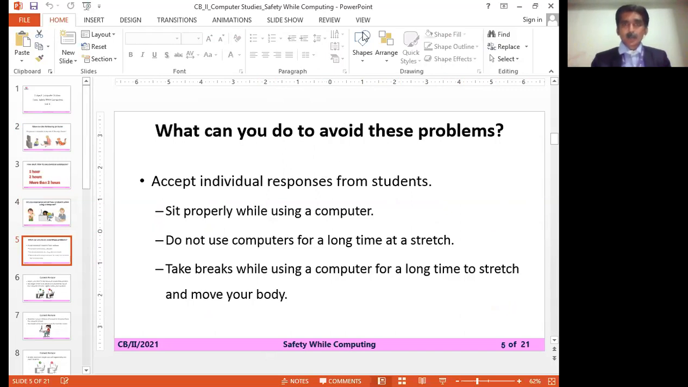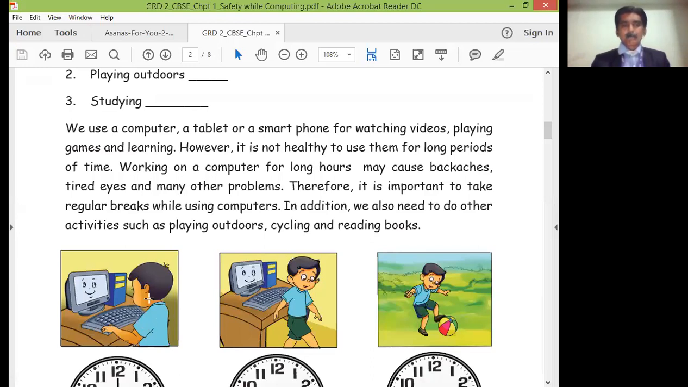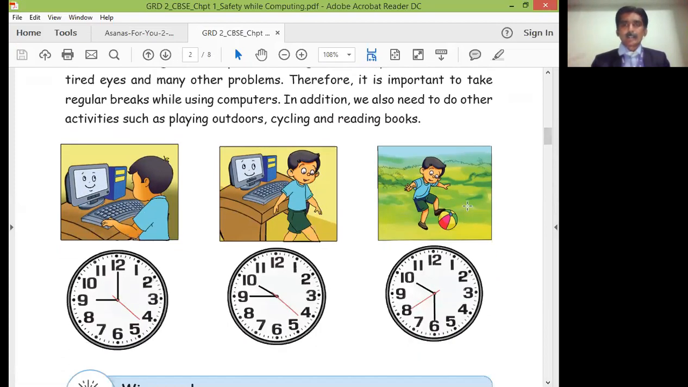Again, I want to show you some beautiful exercises for you. Some exercises which are really reserved for you. See, this is the picture from your textbook. This boy, when he starts working on a computer for so long, used to go outside, play, and again come back to the normal practice.